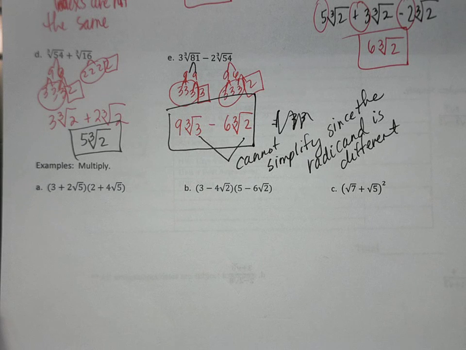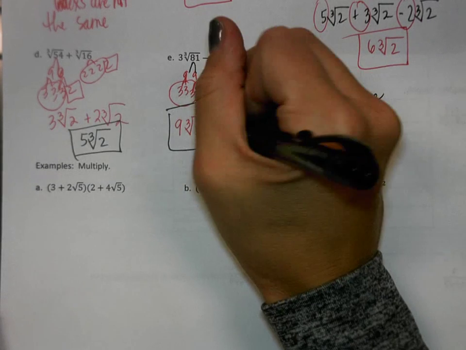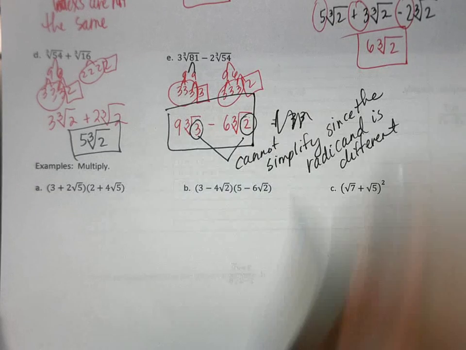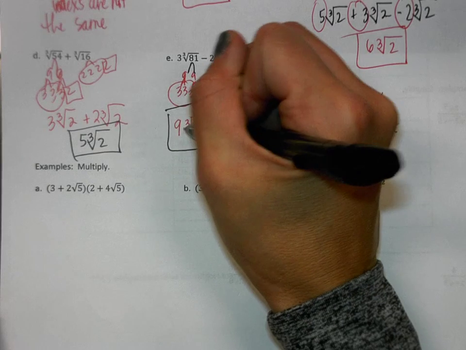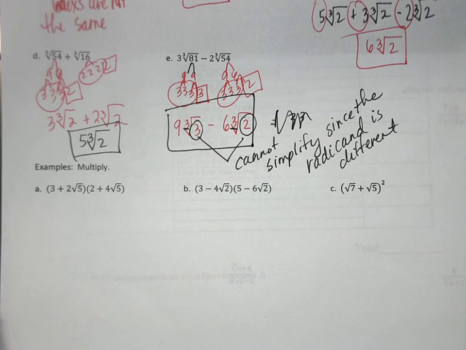I'm really confused. What do you mean? Do you see right here how this is a 3 and this is a 2? We can't combine them. They have to be the same, as well as the index. Oh, so both of them. Yes.